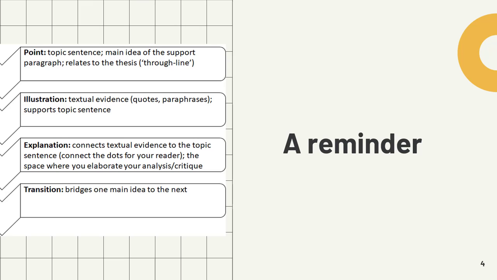Here's a refresher on the PI plus T model. Remember that each support paragraph should contain these elements: point, a topic sentence, illustration, multiple pieces of textual evidence to support that topic sentence, an explanation of the textual evidence that supports the topic sentence, and finally, a transition that effectively bridges one support paragraph's main idea to the next support paragraph's main idea.